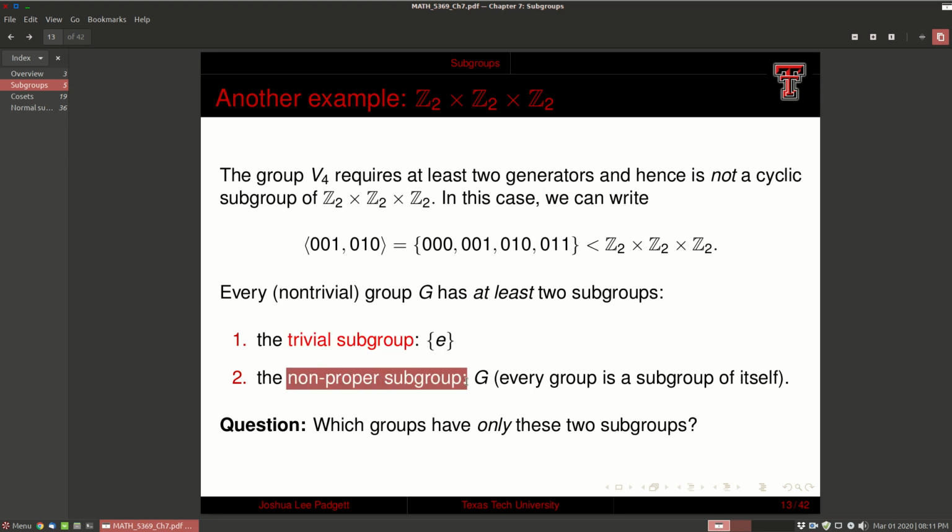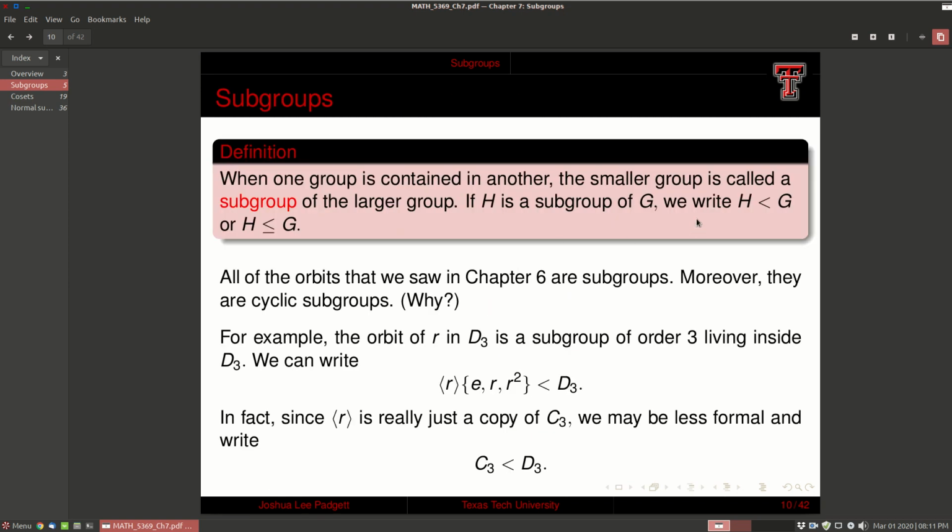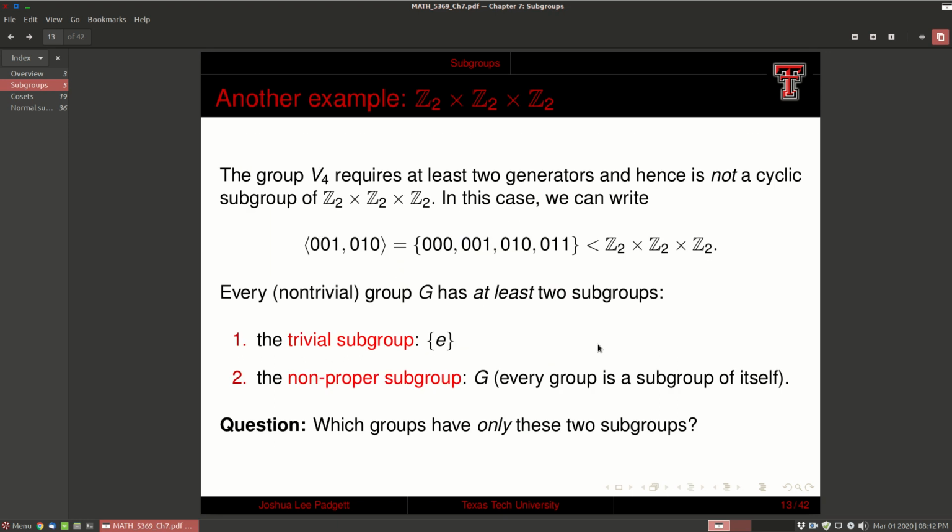And the non-proper subgroup. So proper means it is completely contained. Non-proper means it is exactly the original group. So every group is also a subgroup of itself, right? Which is why on the earlier slide I said, hey, we can use this less than or equal to notation because maybe it actually is the entire group, all right? And then of course a little question here is which groups have only these 2 subgroups, right?